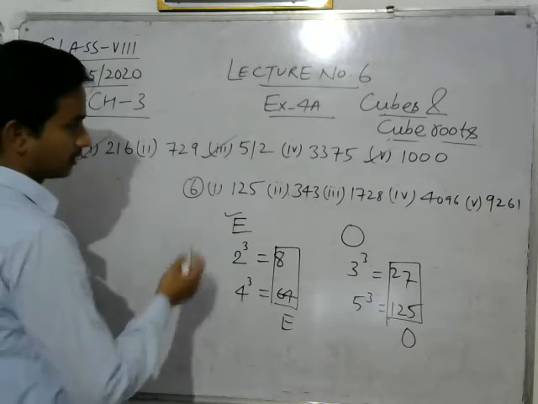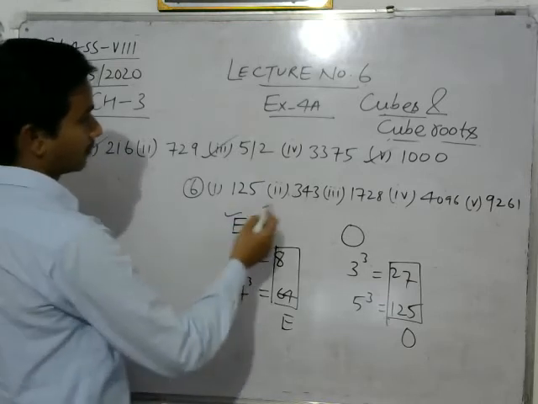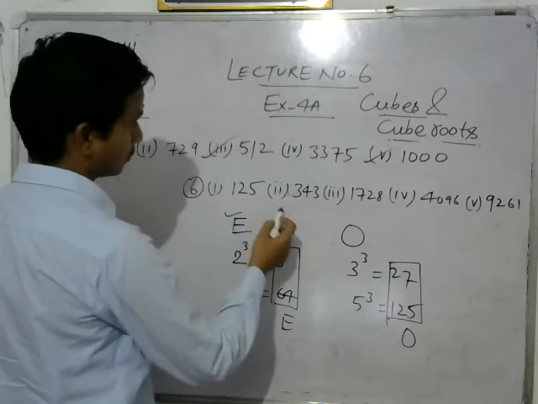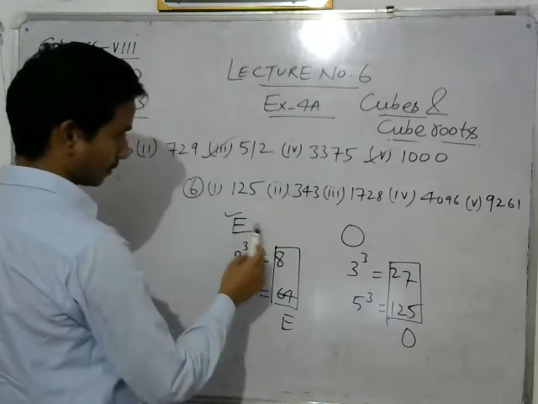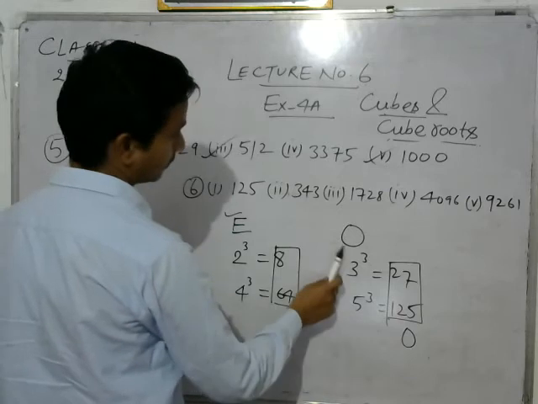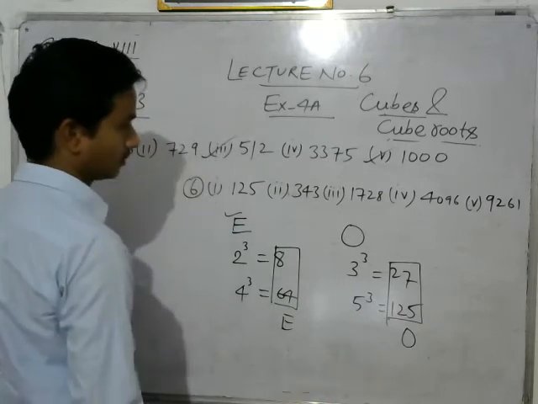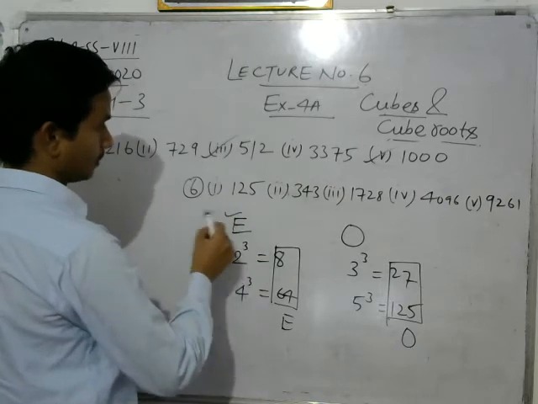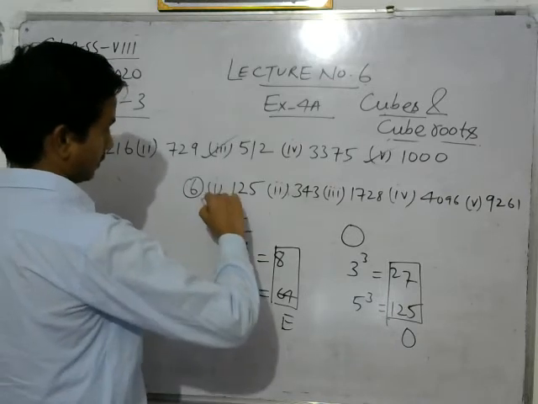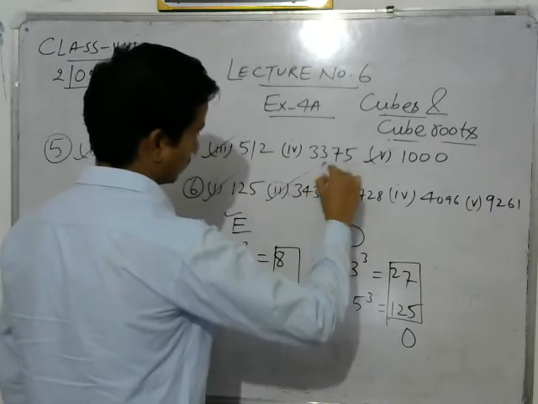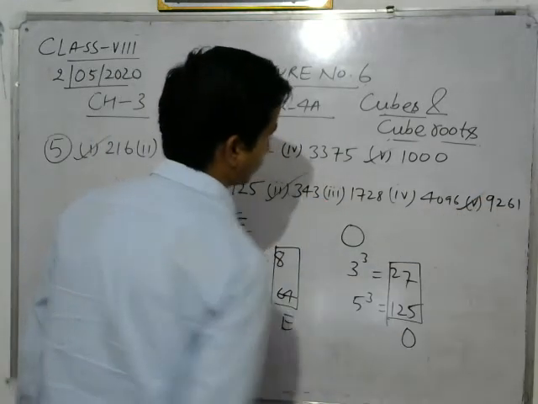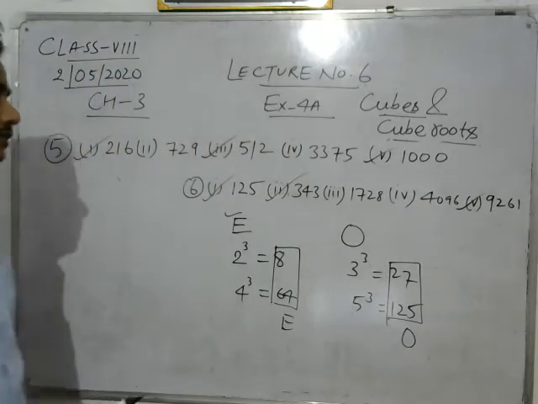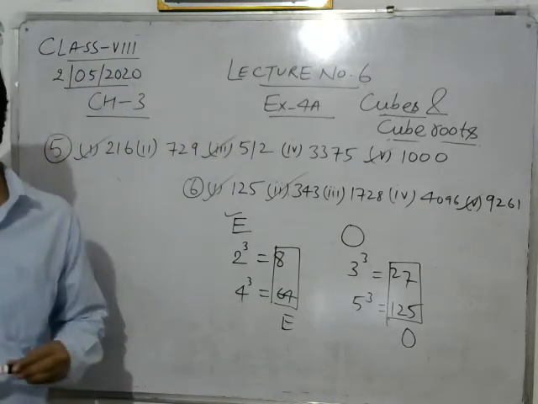Similarly we can solve question number 6. Which of the following are the cubes of an odd number? Here we know that the cube of an odd number is an odd number. So all the odd numbers will be our answer. 125 will be the answer, 343 and 9261. So first, second and fifth are the answer. Now let us discuss some more problems.